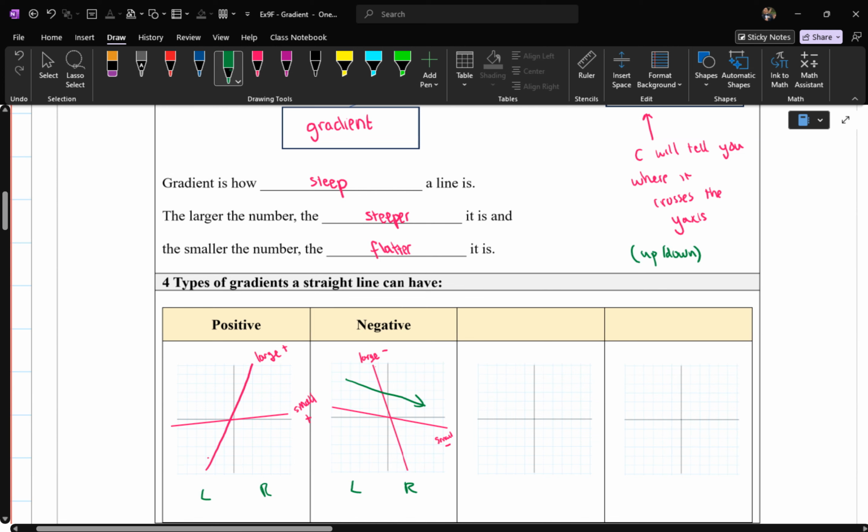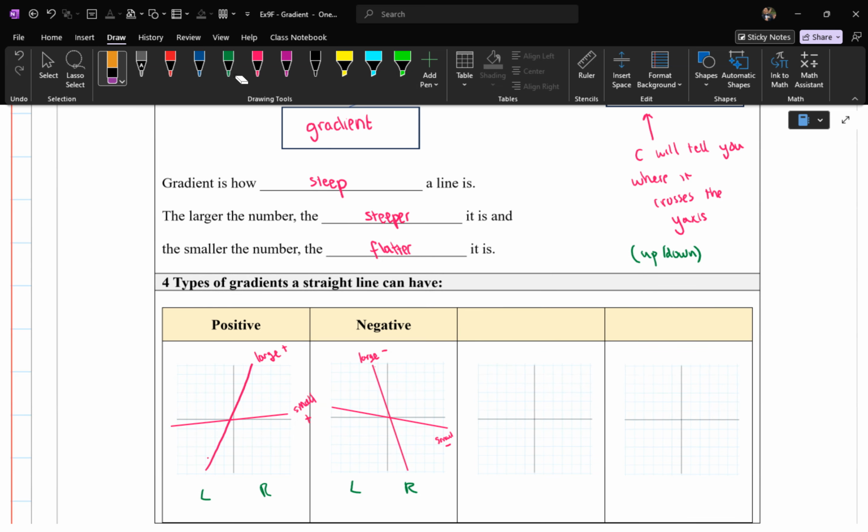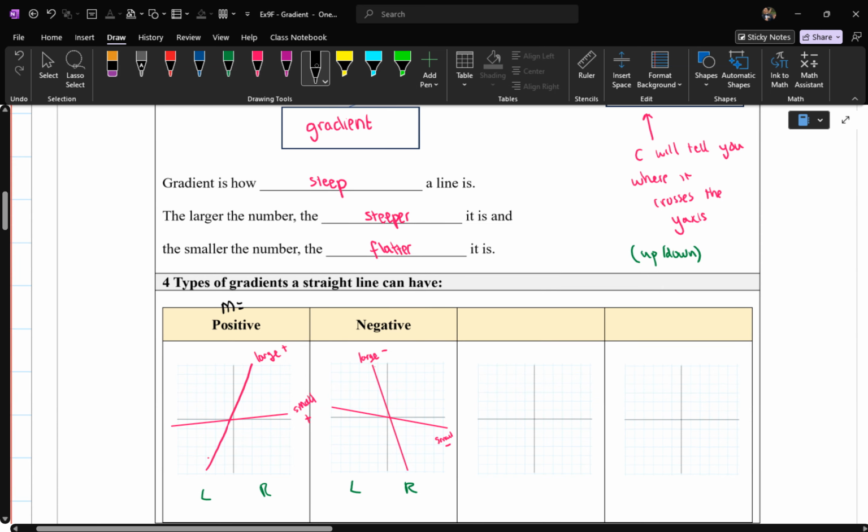Whereas this is kind of like going up. See that? See the difference between the two? One goes down, one goes up. So that's a positive gradient versus a negative gradient. And the gradient is again determined by m. So is m positive or is m negative? Hopefully that helps you remember.